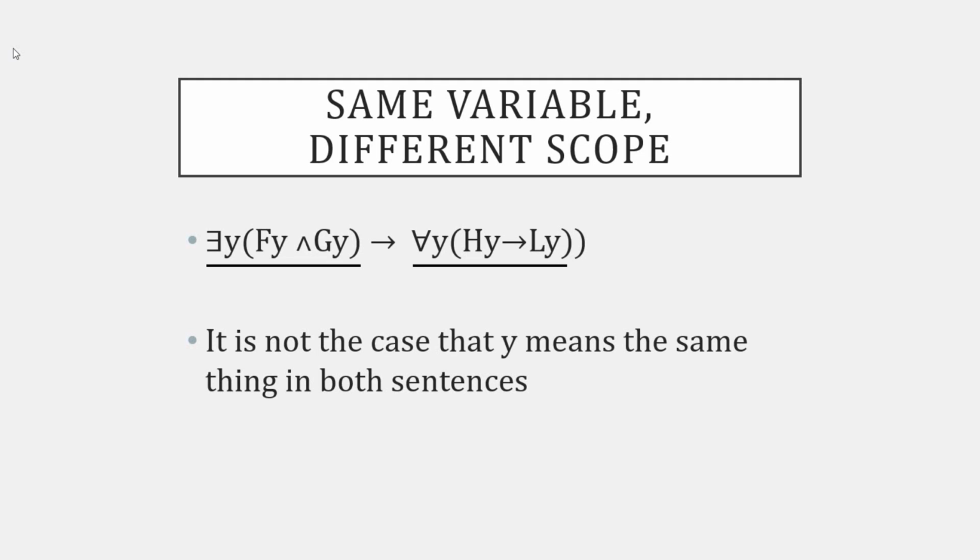Those fy and gy have to be the same name that you're plugging into it. You're not actually going to be plugging names into it. You're just imagining that you are. But there has to be something that satisfies both fy and gy. It's got to be the same thing because they're both within the scope of the same quantifier. Whereas the hy and ly on the right-hand side of this are in the scope of a different quantifier, so they can be different objects. It doesn't have to be the same because it's under the scope of a different quantifier.